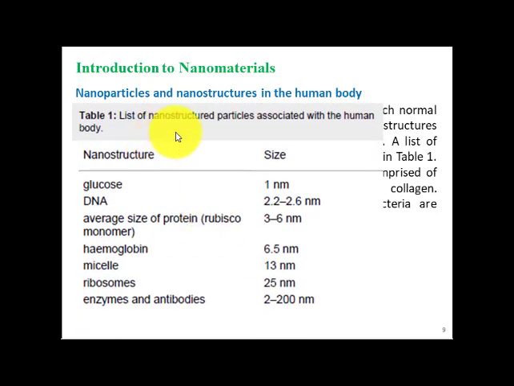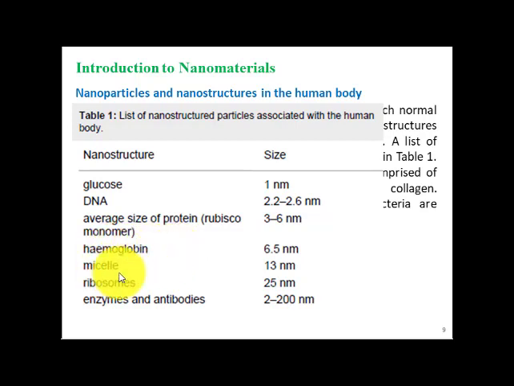This is the table which lists the nanostructured particles associated with the human body. These are the nanostructured particles and this is their size. We can see the glucose, its size is 1 nanometer, so it means glucose is present in simple molecular form in our body. DNA, its size is 2.2 to 2.6 nanometer. Average size of protein, Rubisco monomer, this is the monomer, the simplest protein, it is 3 to 6 nanometer in size. Hemoglobin size is 6.5 nanometer. Sometimes it is said it is 10 nanometer in size.